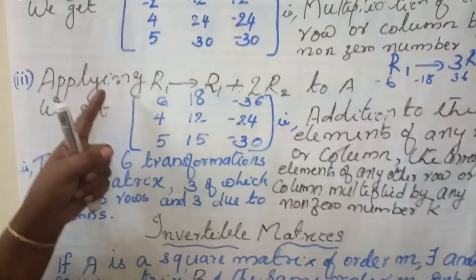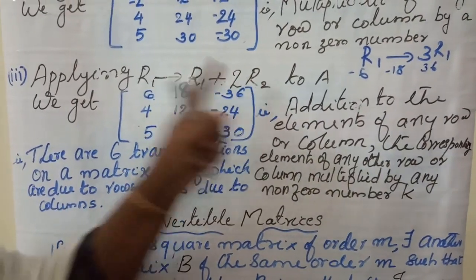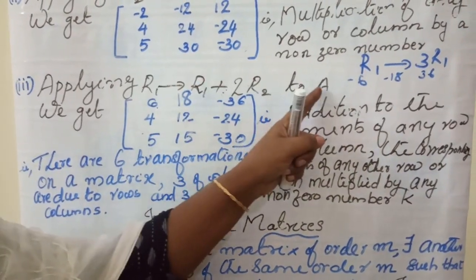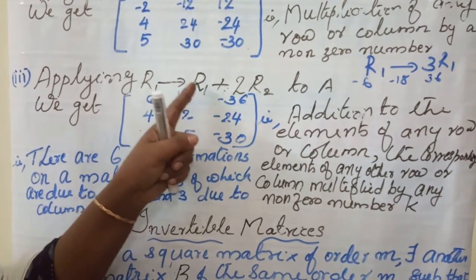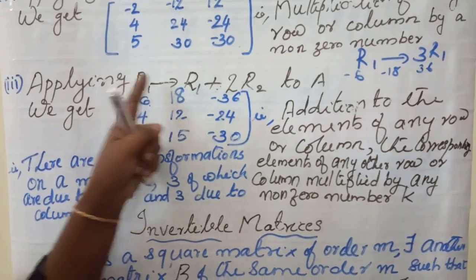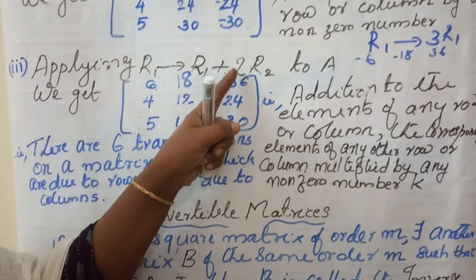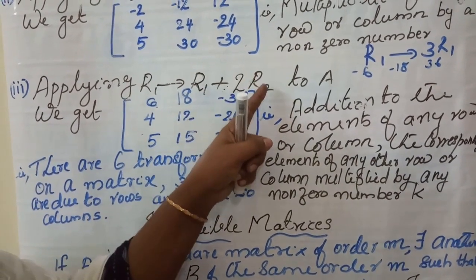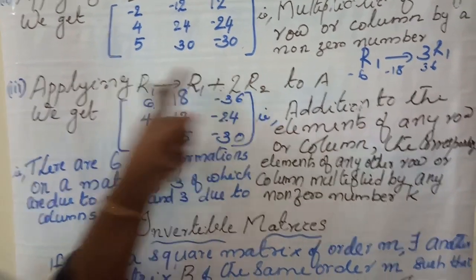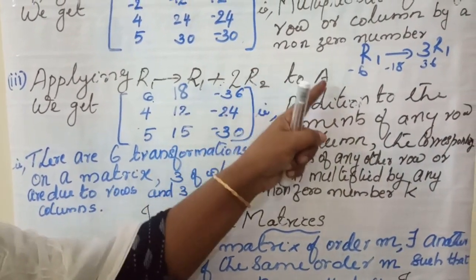Now, we consider the third operation. Say R1 changes to R1 plus 2R2 to the given matrix A. Once again, R1 changes to R1 plus, that means the same R1 here, plus a non-zero number k. For example, here the k number is 2. It is multiplied by another row. Okay, R1 changes to R1 plus 2R2 to the given matrix A.